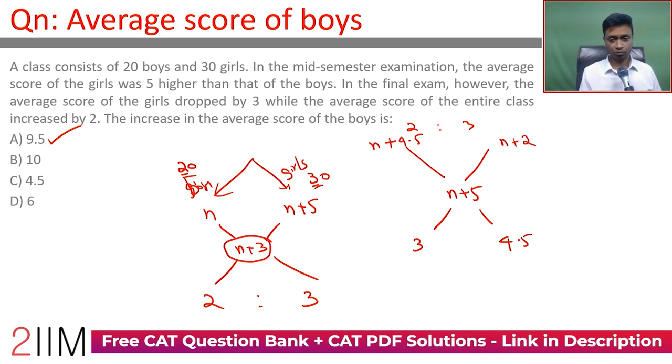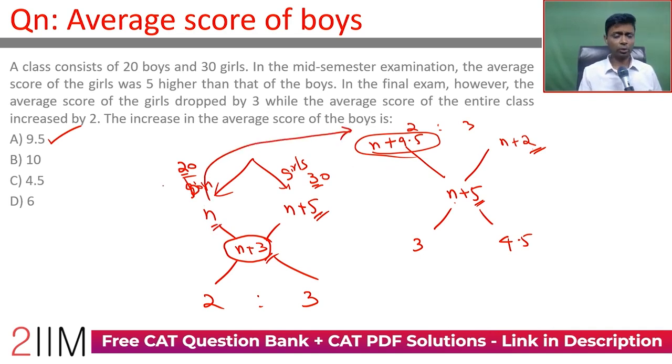You've got this far. And then we know the average score of the girls dropped by 3. N plus 5 becomes n plus 2. The average score of the entire class increased by 2. N plus 3 becomes n plus 5. So you're mixing something and n plus 2 in the ratio 2:3 to get n plus 5. So this something should have been n plus 9.5. From n, we add 9.5.